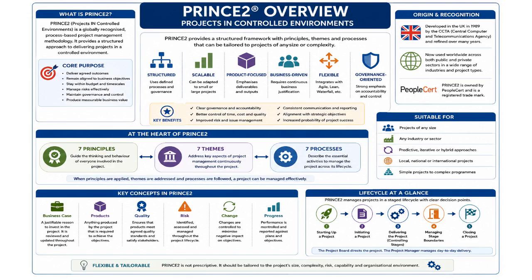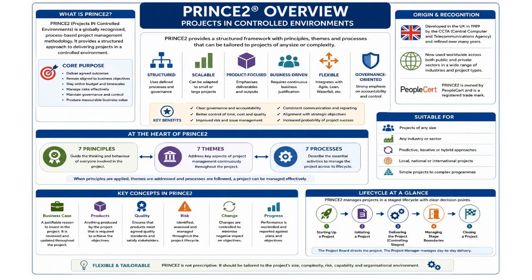Below that, the slide summarizes several important concepts within PRINCE2. The business case ensures the project remains worthwhile and strategically justified. Products define the outputs to be delivered. Quality ensures deliverables meet agreed standards. Risk focuses on identifying and managing uncertainty. Change controls modifications systematically, while progress measures performance against plans and tolerances.